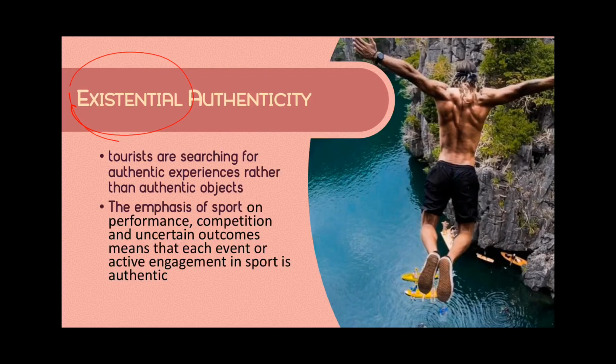And the good thing about sports is that a big part of enjoying a sports tourism destination is actually engaging in the sport itself. So, a sports destination is big in relation to existential authenticity, because people who visit a destination really engage in the spectacle of sport, especially if they are active sports tourists. So as Wang says, tourists are searching for authentic experiences rather than authentic objects. The emphasis of sport is on performance, competition, and uncertain outcomes, which means that each event or active engagement in sport is authentic.